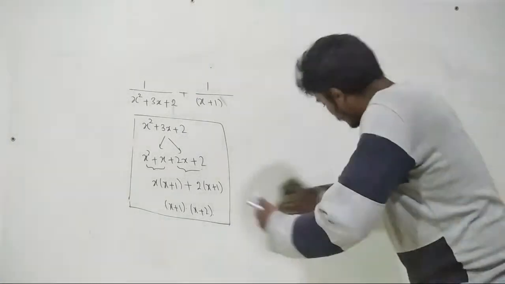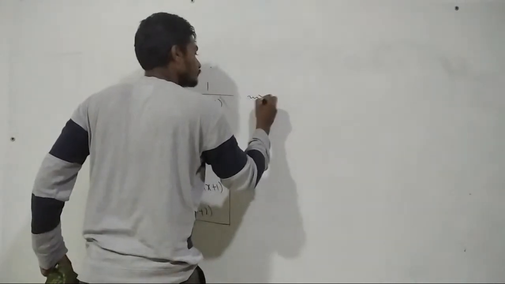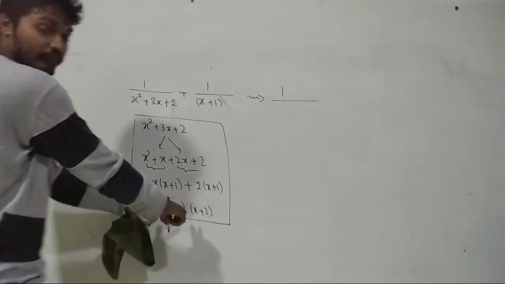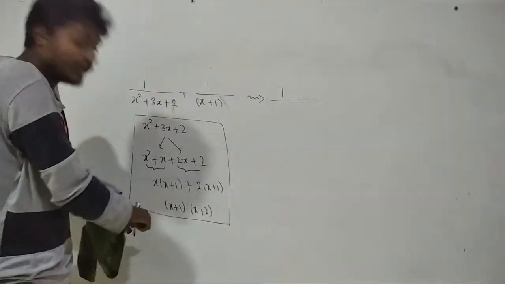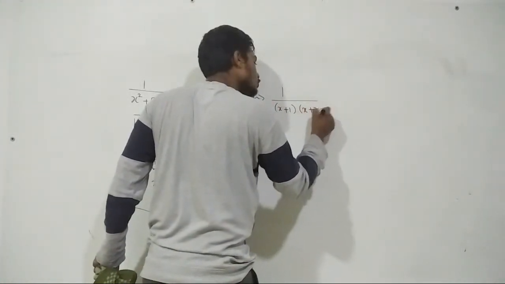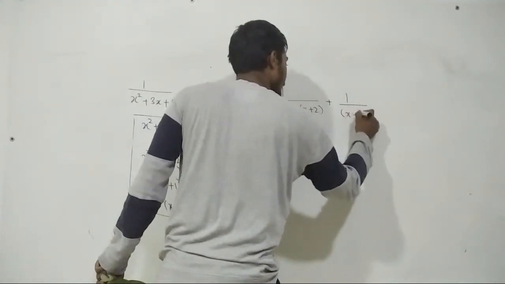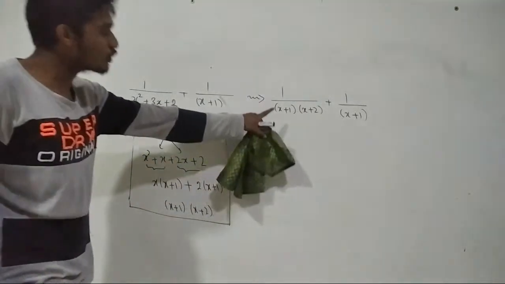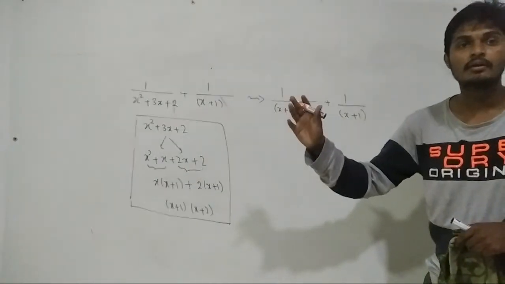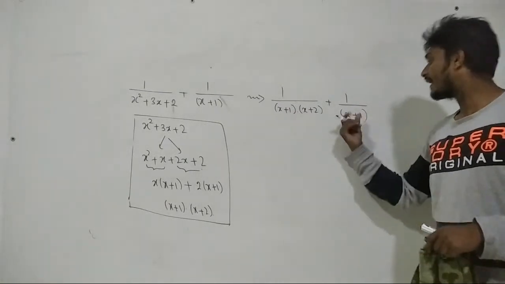Now what we have to do is let's write down the factors. So you have 1 over x squared plus 3x plus 2 is what we have. So when we have factorized this, we have x plus 1 into x plus 2. So let's write that down. So 1 over x plus 1 into x plus 2, plus 1 over x plus 1. I'm pretty sure that you might have already found the LCM. So guys, the LCM for x plus 1 into x plus 2 and x plus 1 is what?